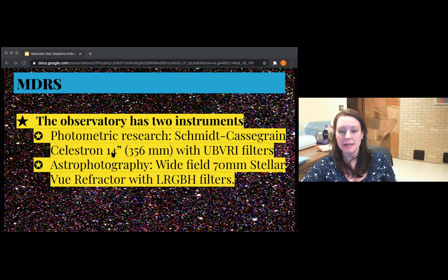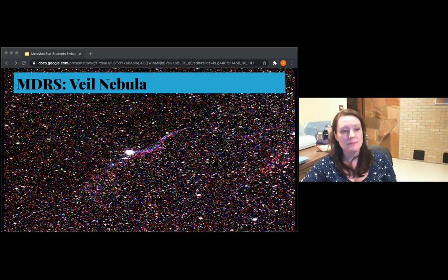I haven't used that quite as much, but in fact, this background that I'm using for my talk is an image I took during the class of the Veil Nebula. And so you can kind of see this wispy thing through the middle here. Essentially what you do is you take 3 different images with 3 different filters, and then you recombine them to form a single image. So this is one of the projects that I did in that course that I took.